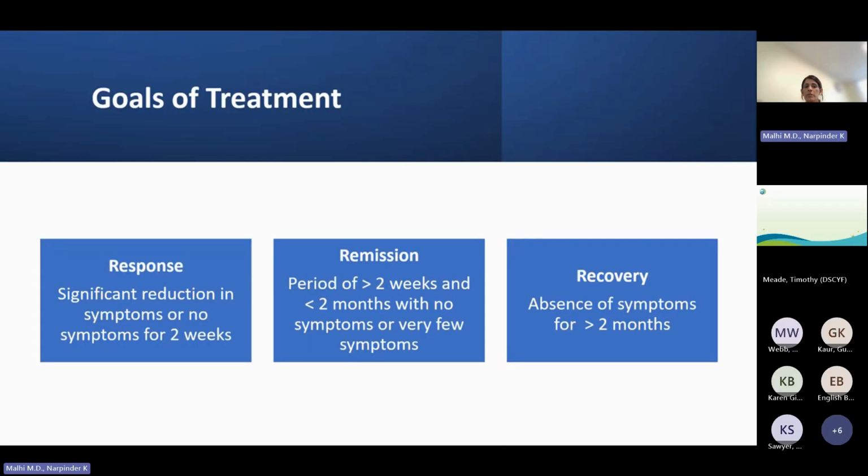So the goals of the treatment are response and remission. Response is a reduction in the symptoms; even a 25 to 30% reduction in the symptoms over 2 weeks would be a partial response. What we call response is at least a 50% reduction in the symptoms in 2 weeks. Then we say that, okay, the medicine is working. And remission is when the patient has, for more than 2 weeks but less than 2 months, no symptoms or very few symptoms.